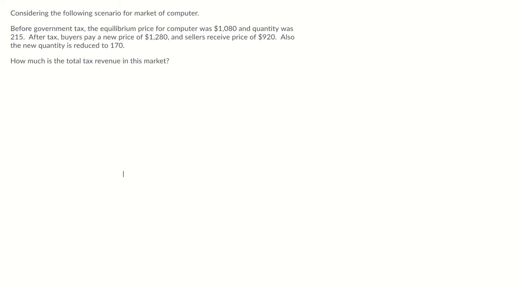Hi guys, in this video we're going to go over some questions in our chapter 8 quiz, the cause of taxation. Now you're going to see a typical setup question like this. The question gives you information saying that the equilibrium price for computers was $1,080. Quantity was 215. After tax, the buyer pays a new price of 1280 and the seller receives a price of 920. Also, the new quantity is reduced to 170.